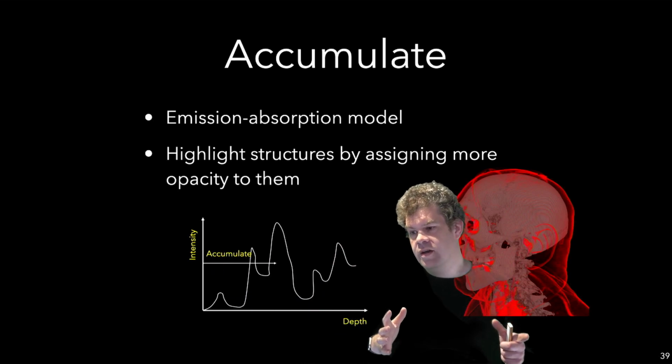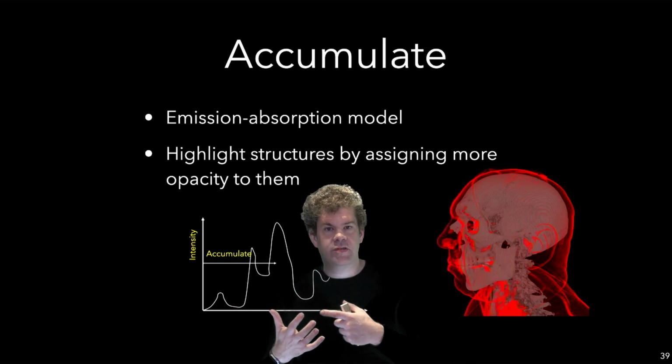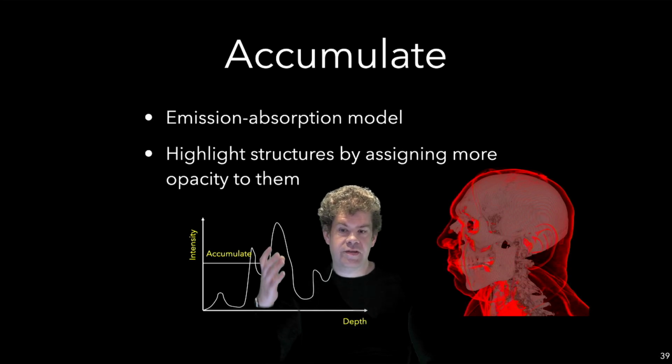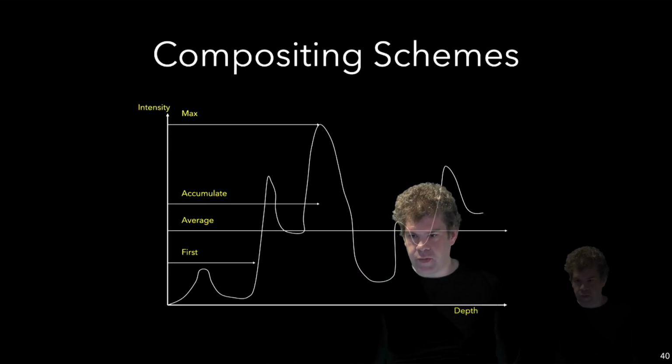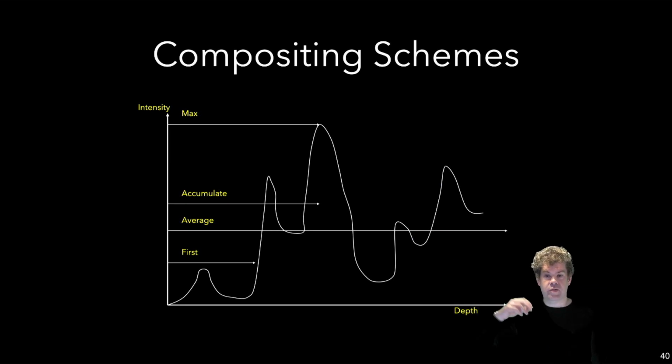But there's other ways. So we could take a few steps back and say, okay, well, we don't want to do this emission absorption model. What happens if we just choose a completely different model? And there's a couple of different models, and I just visualize them all using the same depiction here for the ray. So there's accumulate in there.